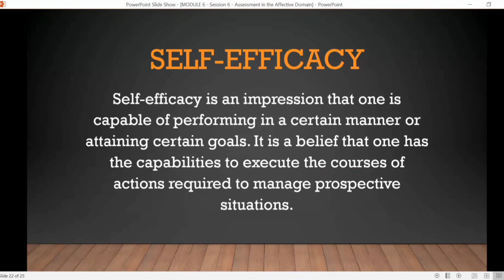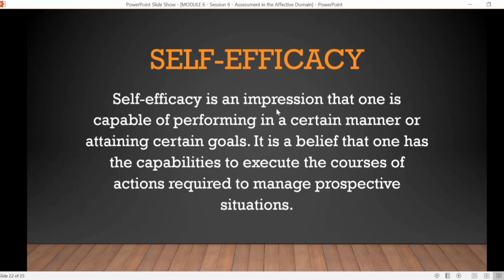Okay, we've talked about attitude. We talked about motivation. Next, we have self-efficacy. Have you heard about self-efficacy? Yes po. Okay, good.